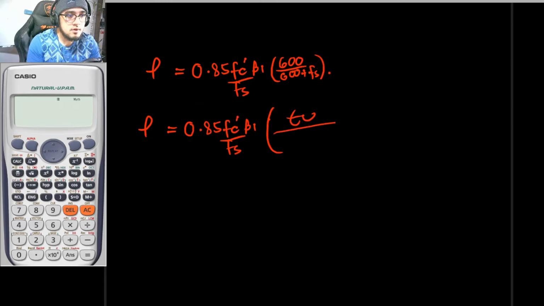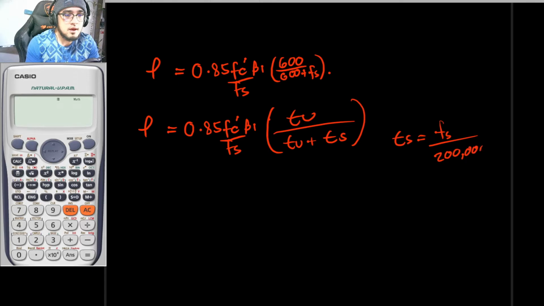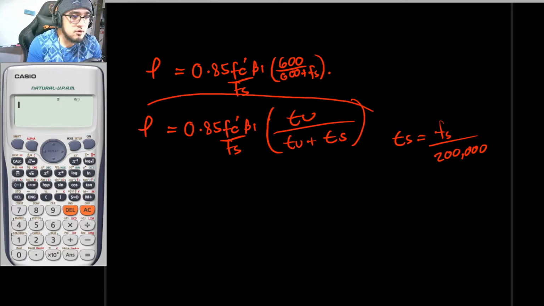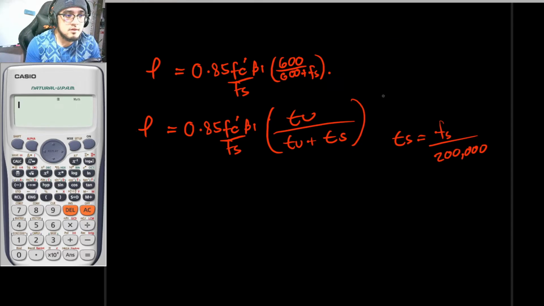strain U divided by strain U plus strain S. If you can remember earlier that this equation came from this, it's just that your strain S is to be equal to Fs divided by 200,000, and that your strain U is to be equal to 0.003. So they are basically the same. If you see this in books instead of this one, they are basically the same. I have just simplified it here.